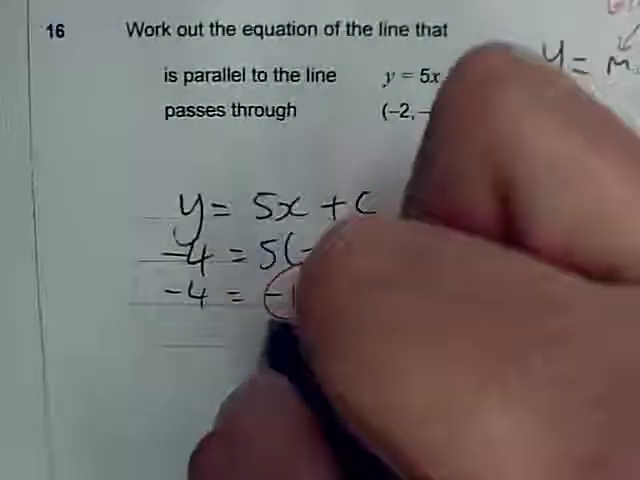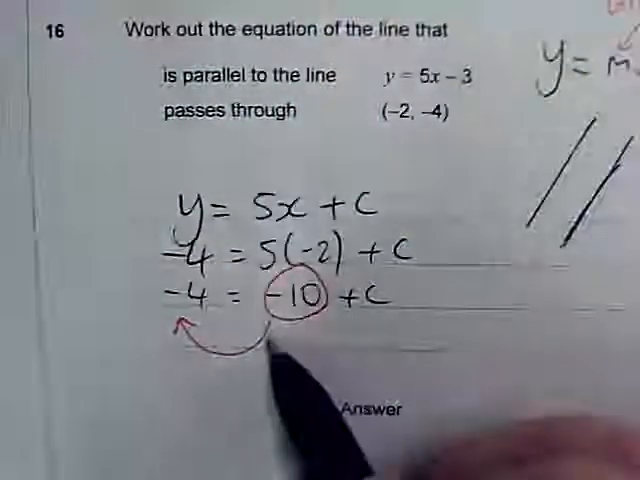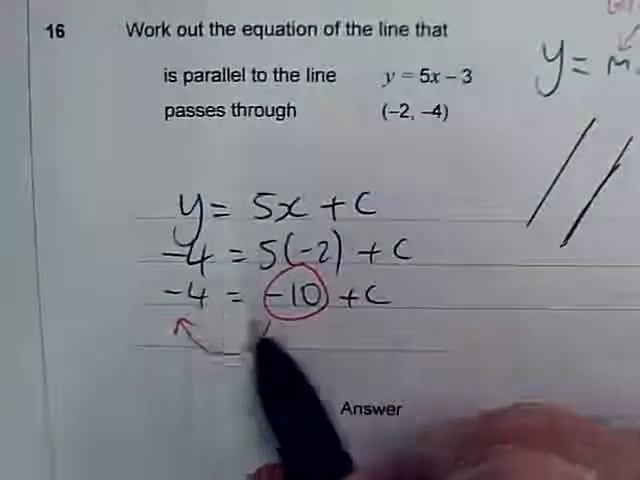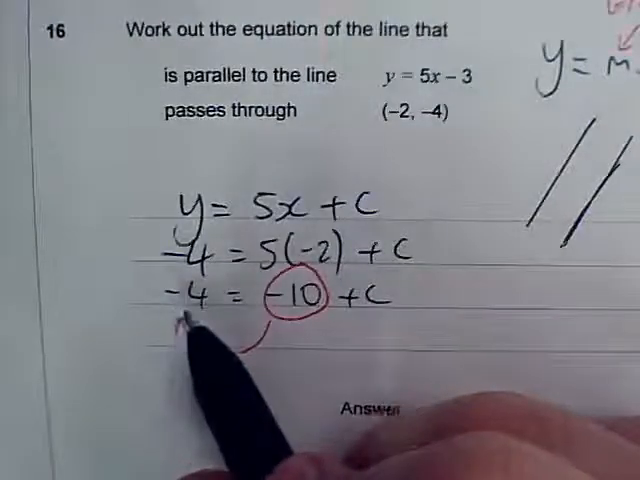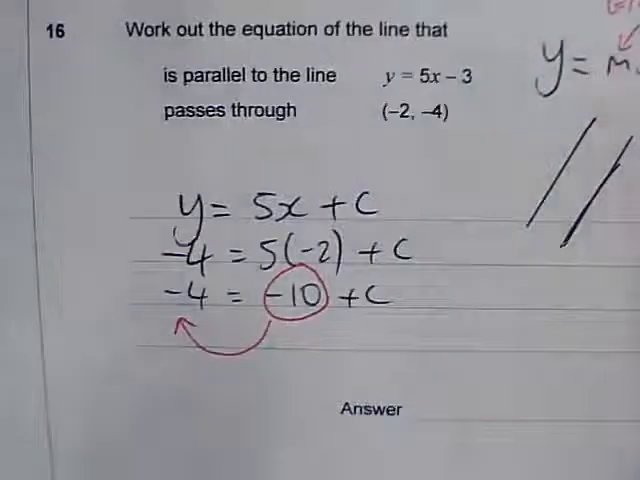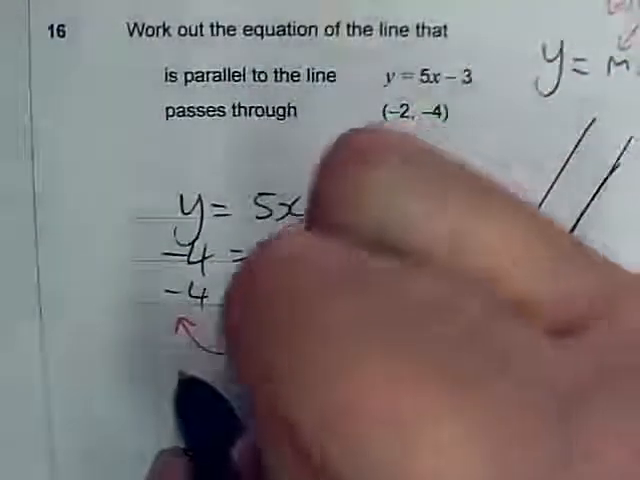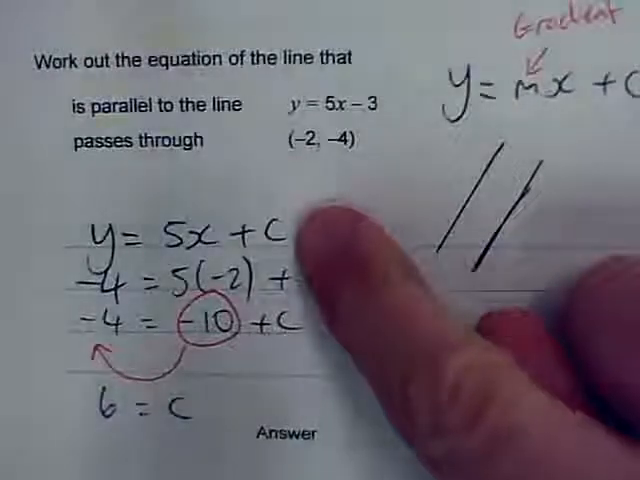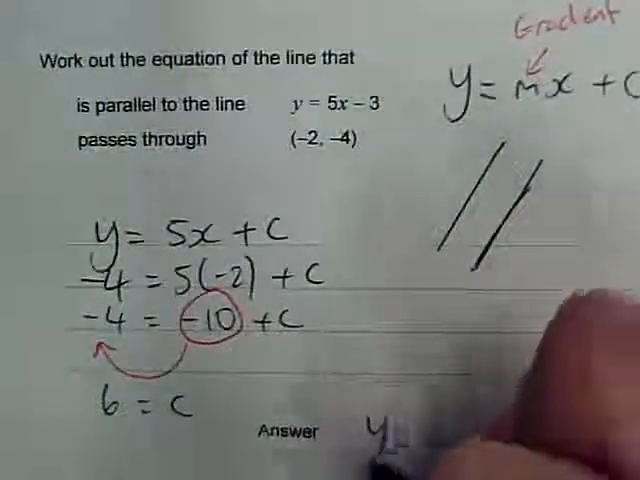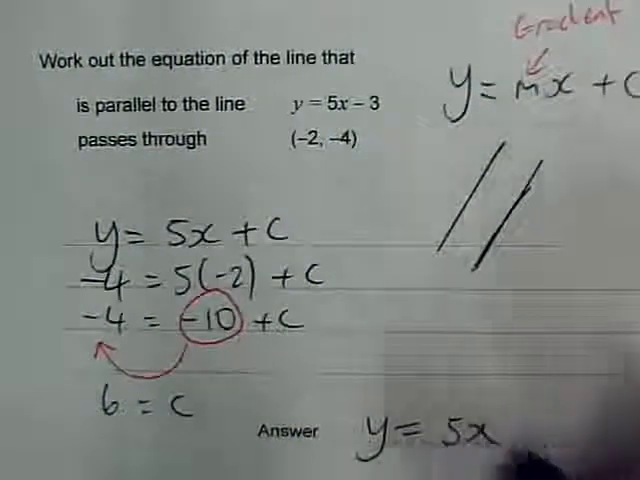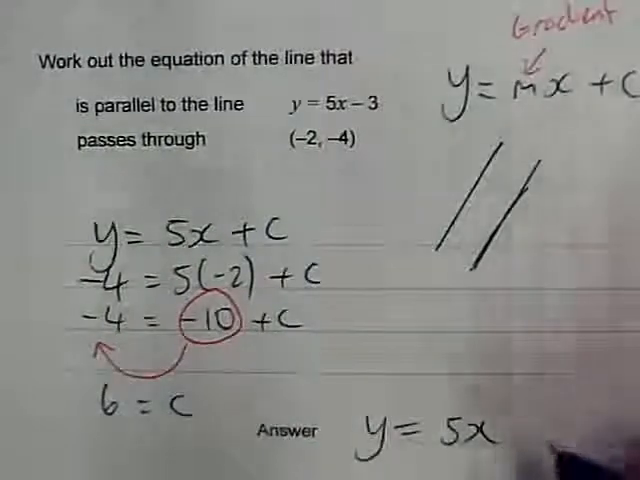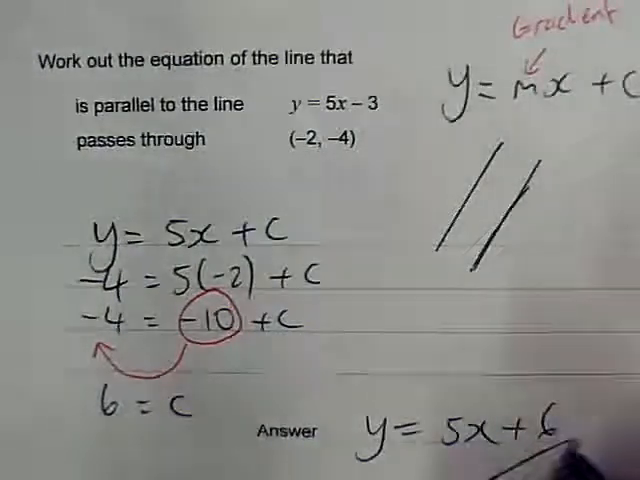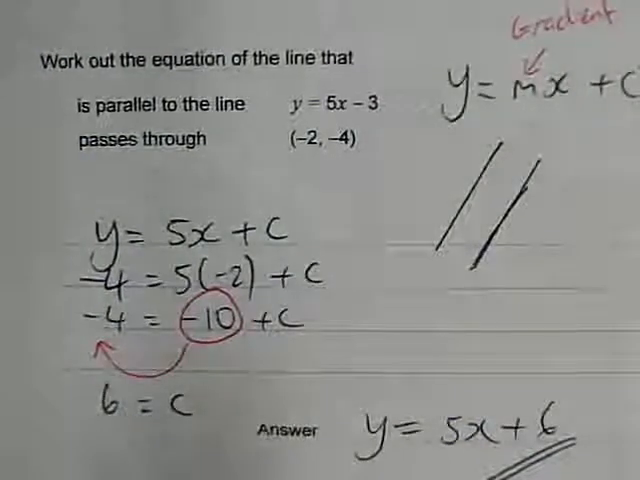I'm going to take that, move it onto the other side, and change the sign. So I'm adding 10 to both sides. Minus 4 plus 10 is 6. So therefore 6 is c. Okay, putting this together, I know that's my equation. So my answer will be y equals 5x plus 6, and that's for 3 marks.